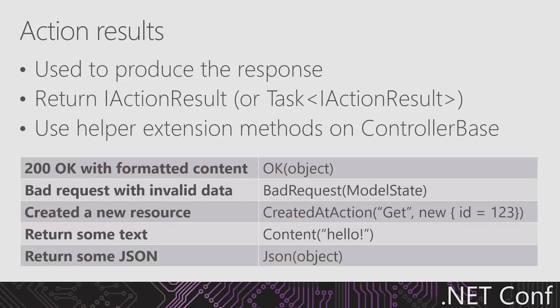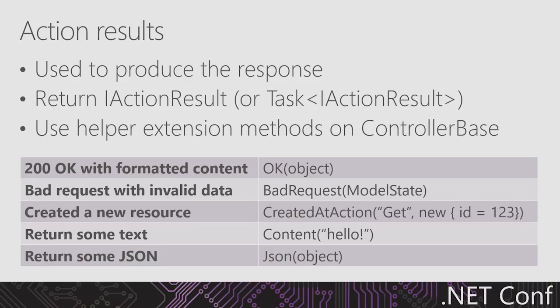All right, now throwing an exception in that case is a little unsatisfying. Let's talk about action results, how you can really have a lot of control over the response that gets sent from your action methods. So action results are used to produce the response. They're a type that derives from IActionResult. That's the interface that they implement. You can also return Task of IActionResult if your action is asynchronous.